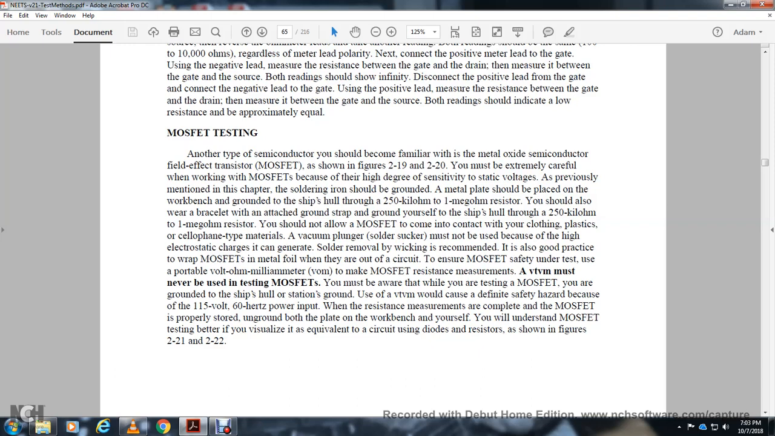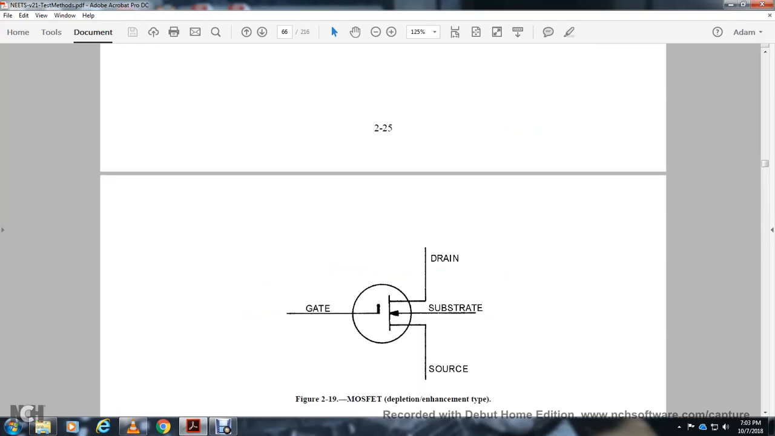The resistance measurements that are completed with the metal oxide semiconductor field effect transistor probably show with the underground volt. Play with the workbench yourself. You also understand the metal oxide semiconductor field effect transistor testing before you view the equivalent circuit and the dial with the resistor shown in figures 221 and 222.